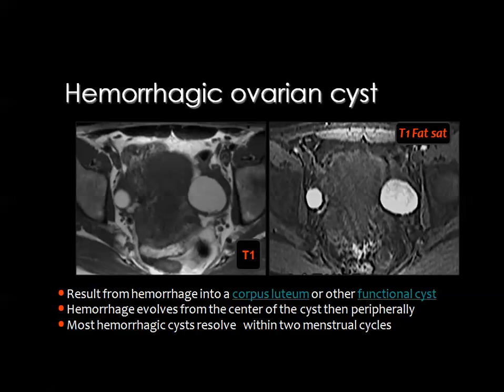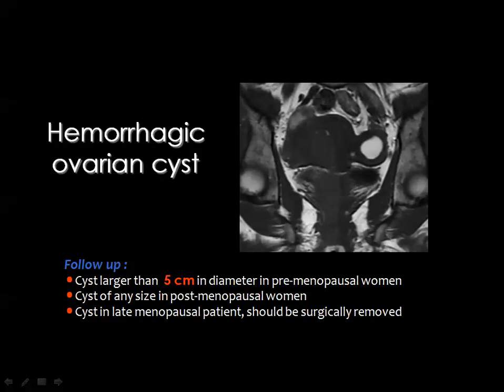Some of the ovarian cysts contain hemorrhage, and this will appear on MRI as bright signal on T1 weighted images, and also bright signal on T2 weighted images. Hemorrhage is a well-known finding in corpus luteum cyst, and it also may occur in the functional cysts. Then the hemorrhagic cyst, if it is larger than 5 centimeter in diameter in the premenopausal woman, you should follow this cyst by ultrasound, it's better by ultrasound.